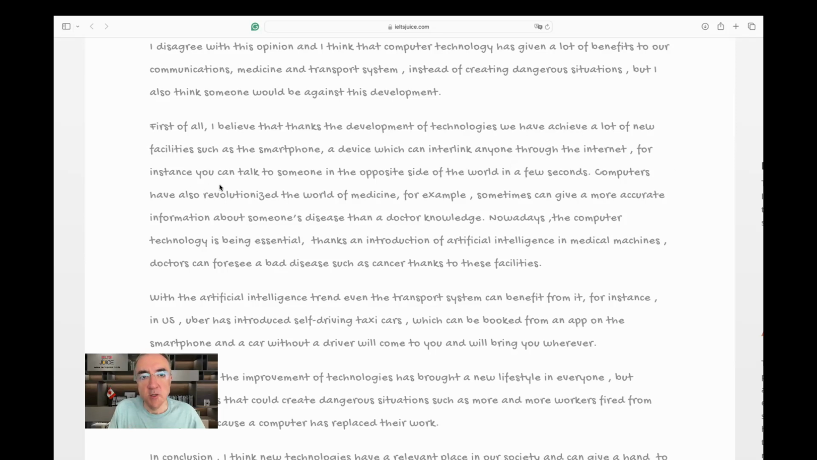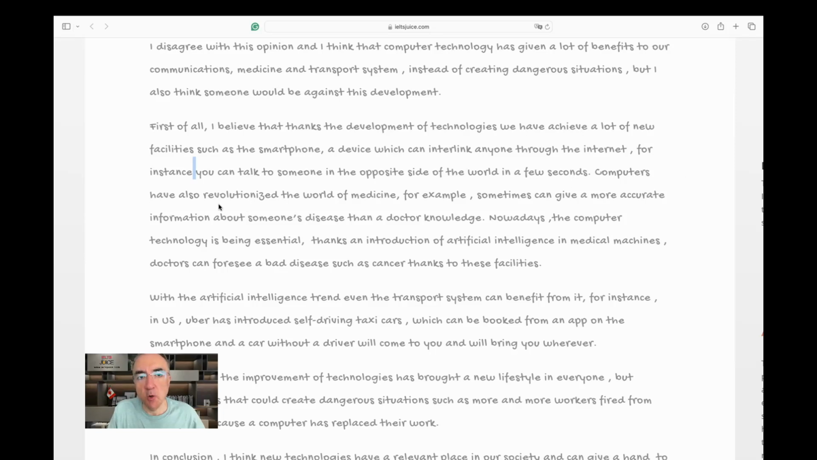For instance, you can talk to someone in the opposite side of the world. After, for instance, this is a sentence, so I need to change this comma to semicolon. For instance, and then comma, you can talk to someone in the opposite side of the world in a few seconds. Okay.